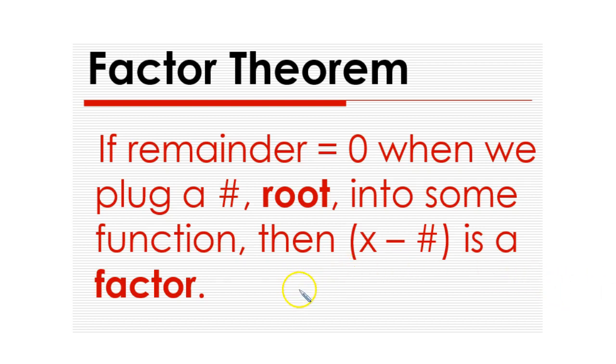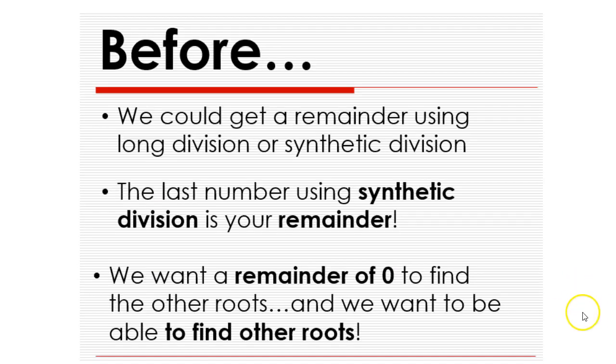So we're going to use something called the factor theorem. Basically, if the remainder is equal to 0 when we plug in a root that we know is a good one, then what's left behind is a factor. This will probably make more sense once we look at a few examples.